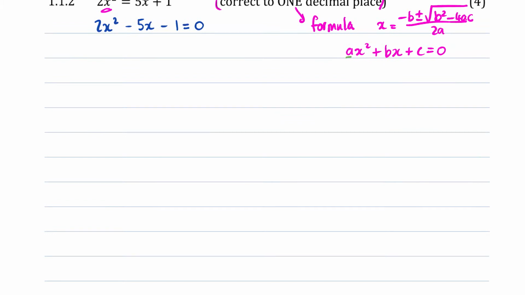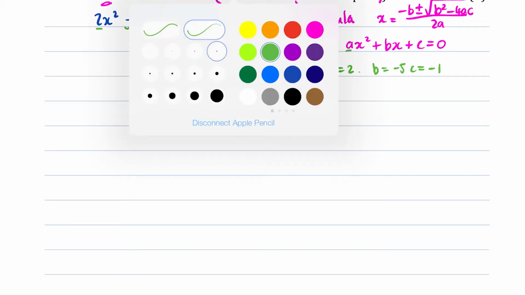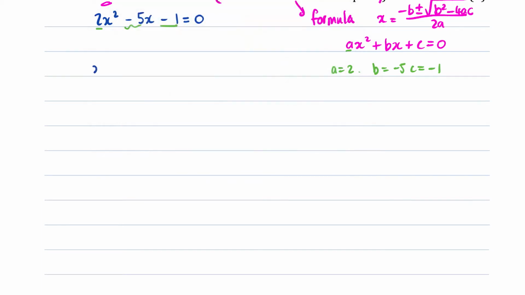Okay, so let's look at what our values are. Our a value is equal to 2. The b value is negative 5. And our c value is negative 1. Alright, so now we're ready to substitute into our quadratic formula. And remember, when we substitute, we must use brackets.